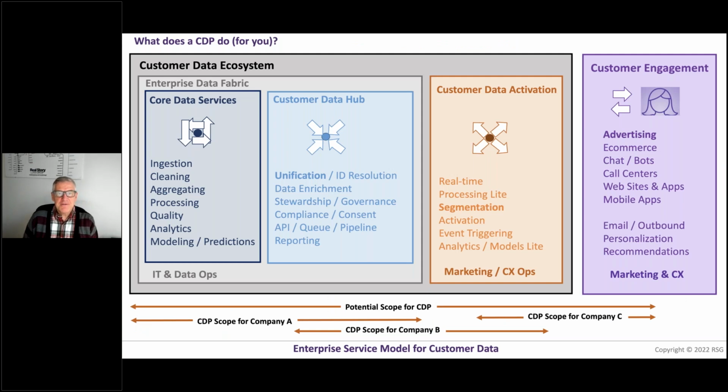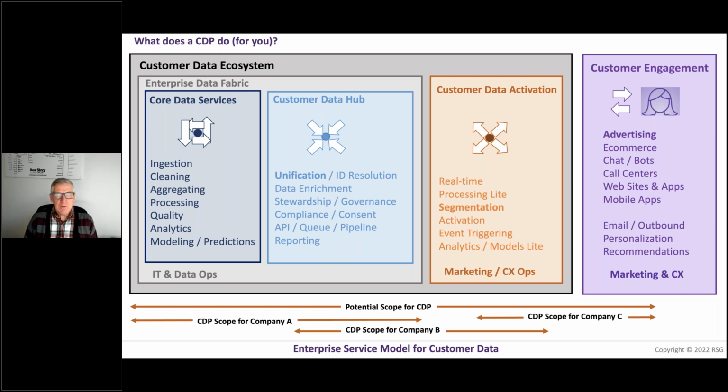So this is a way of turning that into a different view where you have this customer data ecosystem in dark gray, and then within that you have the enterprise data fabric over to the left in light gray, and that's made up of core data services and then some sort of logical customer data hub. And so IT and data ops typically manage these, although they don't necessarily have to, but these are fairly heavy duty data processing and management services. Then you have customer data activation in orange, and then customer engagement in purple.